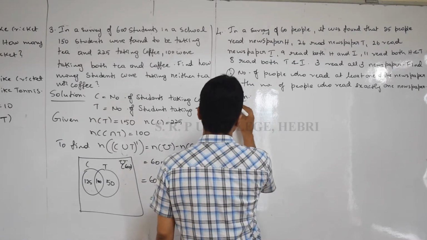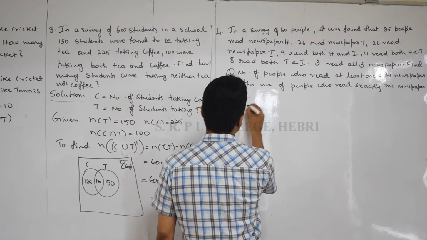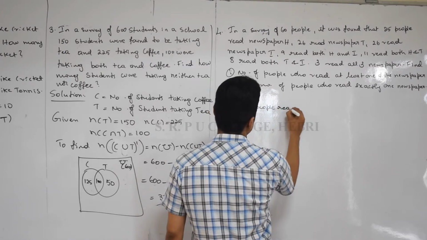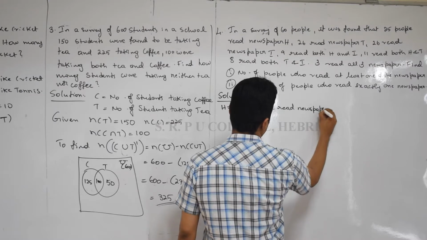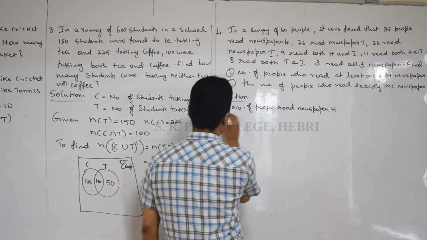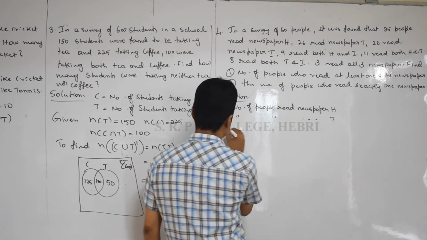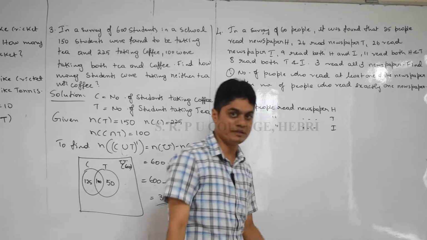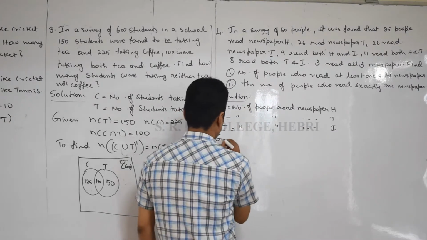H is equal to the set of number of people who read newspaper H. The same way T, the number of people who read newspaper T. I represents the number of people who read newspaper I. You write it in full, write number of people, and I will write dots. Okay, so now to write down what is given.